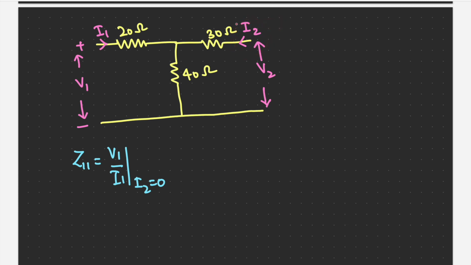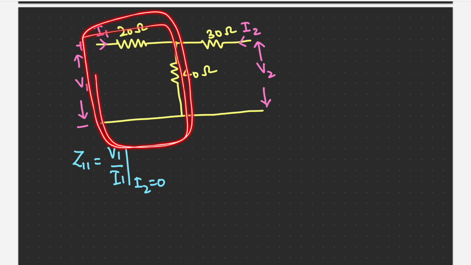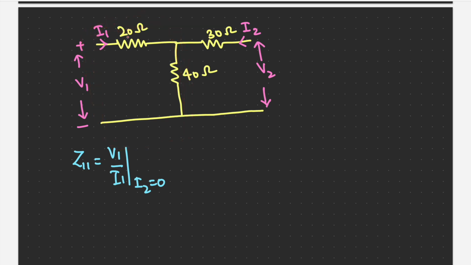If this current is 0, there is no use of this 30 ohm resistance, so the circuit will be only this portion. We are going to work only on this portion. You have 20 and 40 ohm, which if you combine, will give you the V1 to I1 ratio, because the total current flowing through this is I1. So this will be 20 plus 40 ohm, equal to 60 ohm.